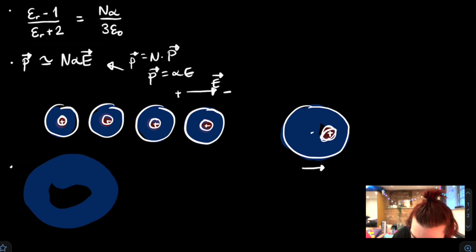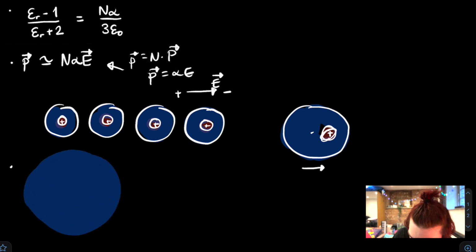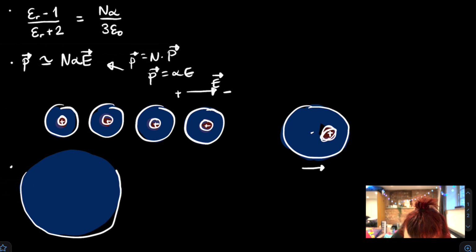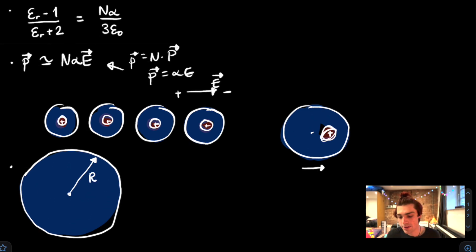So here we have our negative cloud of electrons. This is a distribution of charge, and let's call this radius capital R. So there's a giant cloud of electrons of radius R. This could be the Bohr radius or something. And our positive test charge is off the center right here.